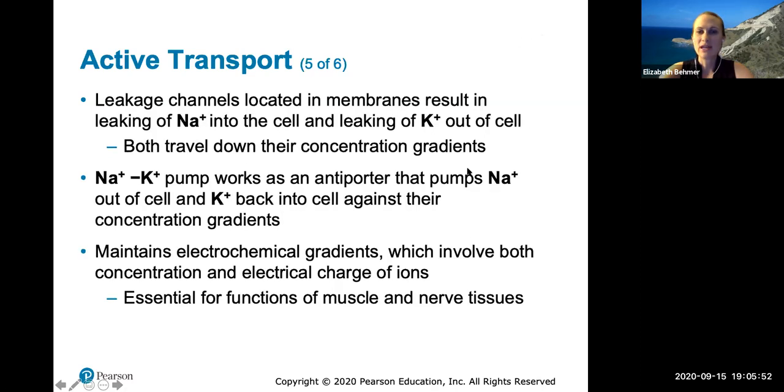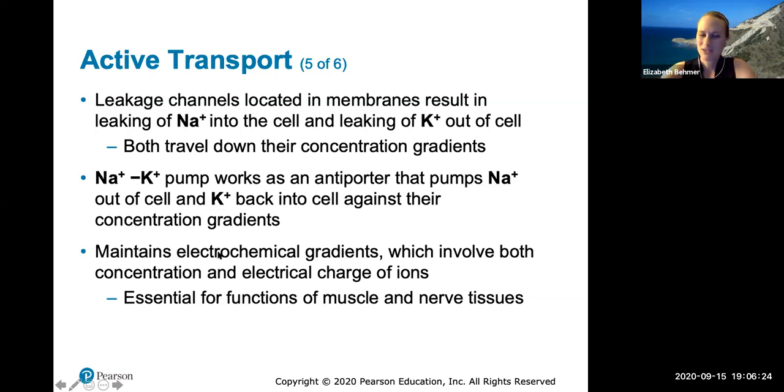Leakage channels located in membranes result in leaking of sodium into the cell and leaking of potassium out of the cell. So the sodium-potassium pump just works to reestablish concentration gradients. It's important to have a certain amount of sodium outside your cell and a certain amount of potassium inside of the cell for all of your nerve cells to function. So that's why this pump is incredibly important, to establish this concentration gradient so that all of your nerve impulses can happen the way they should.